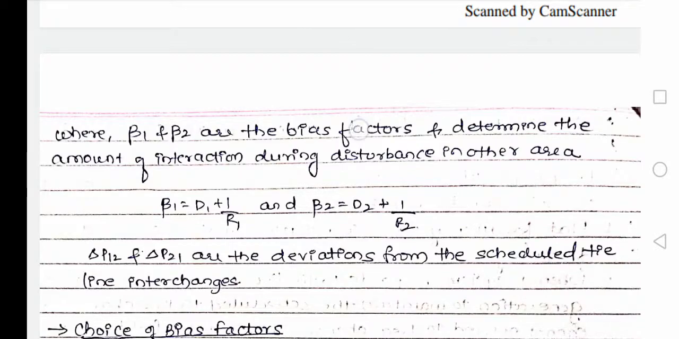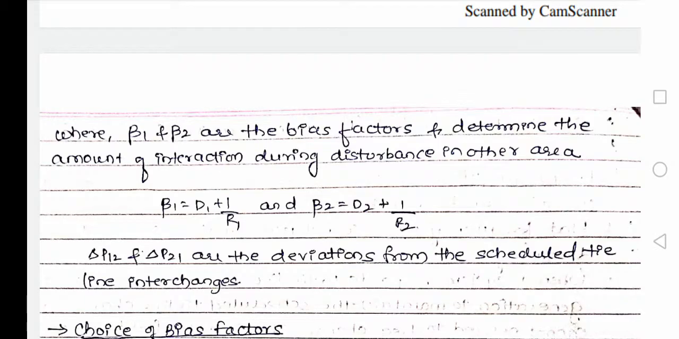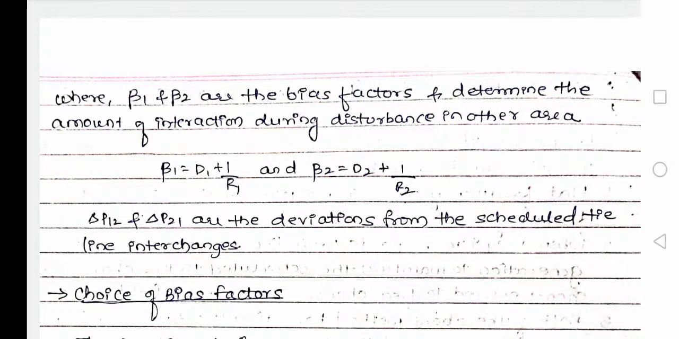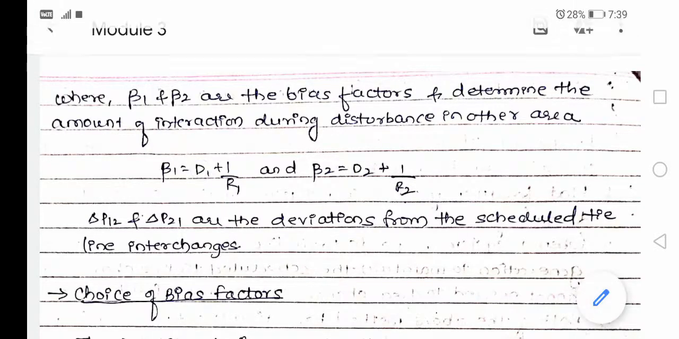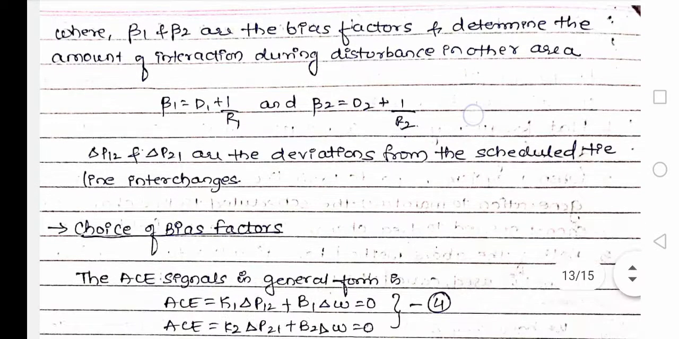They are the bias factors, and the amount of bias factor interaction you have during a disturbance in the other area can be given as beta 1 is equal to D1 plus 1 divided by R1, and beta 2 is equal to D2 plus 1 divided by R2. These equations for beta 1 and beta 2 we have already derived in tie line bias control for a two area system, that is with primary speed control.